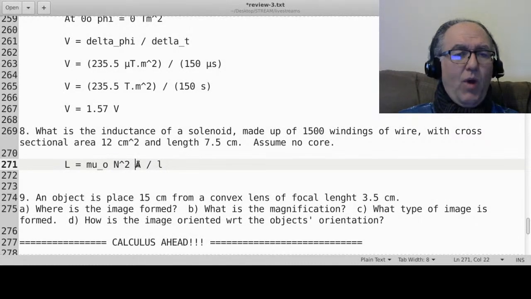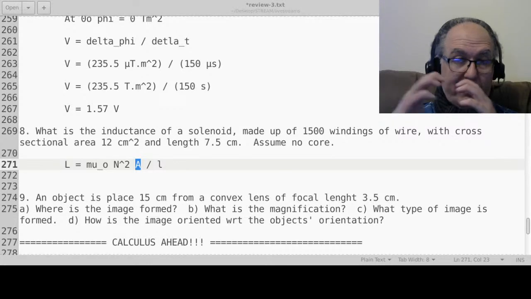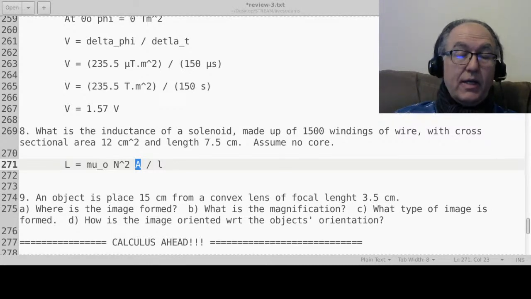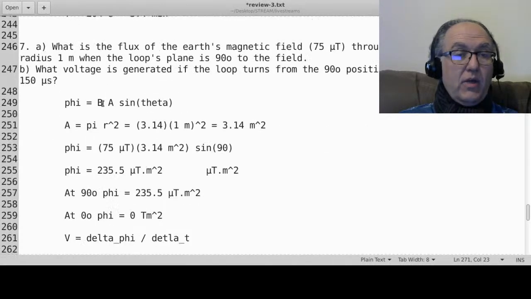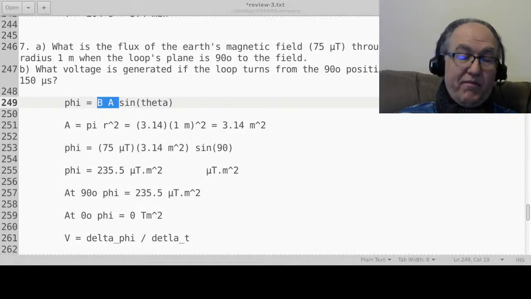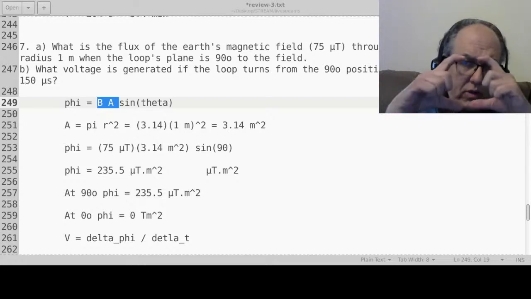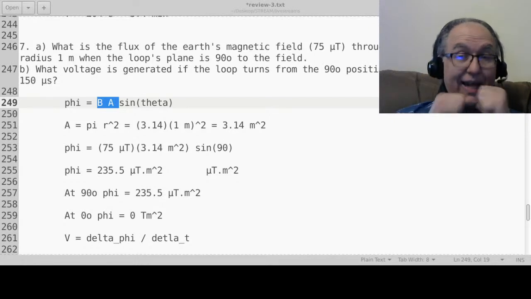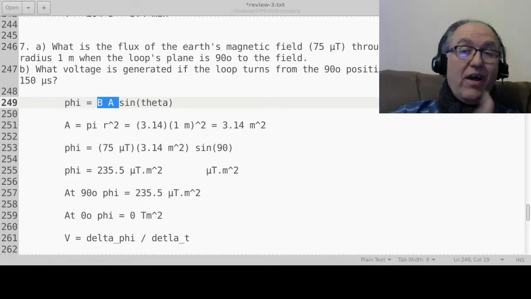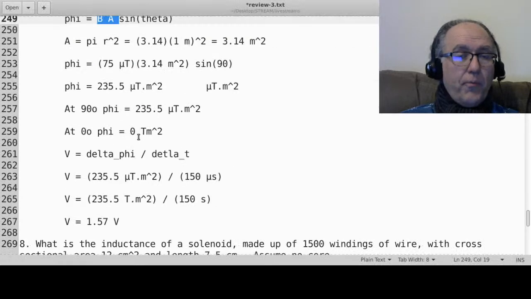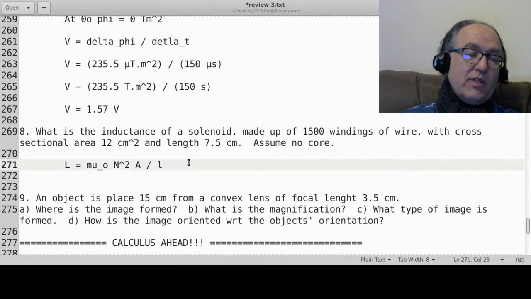A is the area, and why is the area showing up there? Because this is a flux phenomenon. It's the flux inside of the solenoid. And the flux, you just saw a minute ago, is calculated by not only the magnetic field, but also the area. So the solenoid is creating a magnetic field over an area A, which then sees itself, and that's why it's called self-inductance. Okay, and then L, of course, is the length.